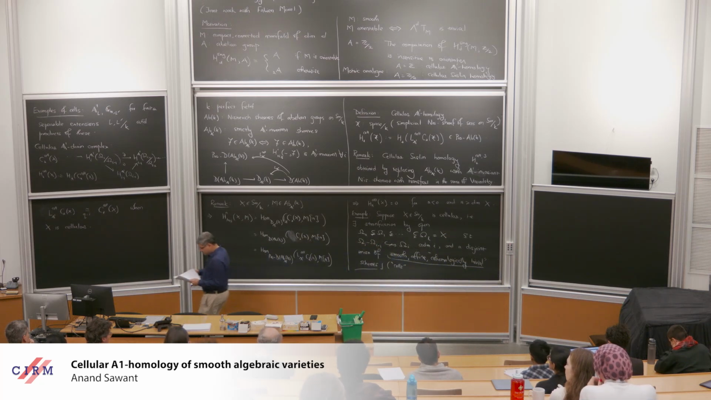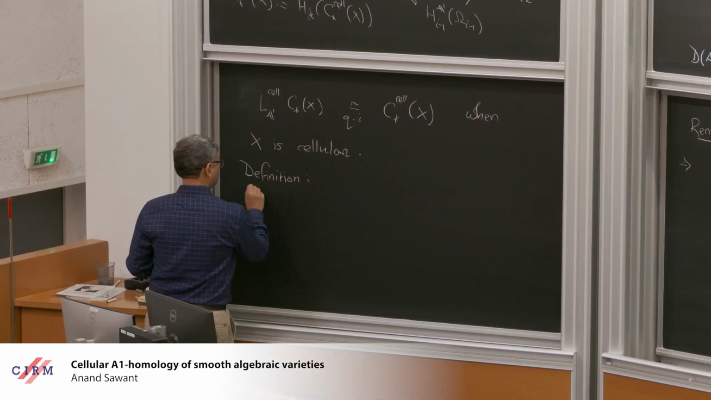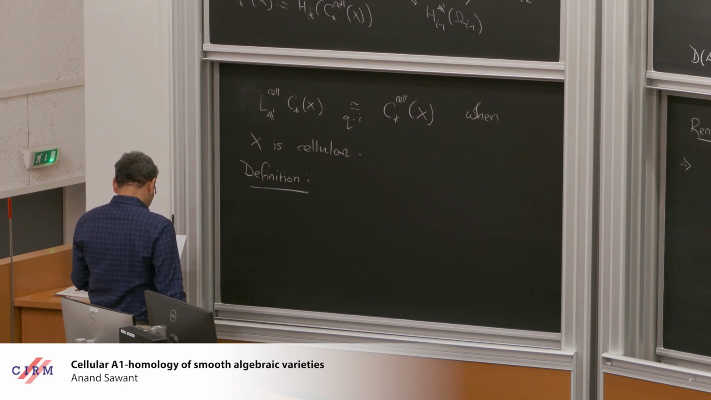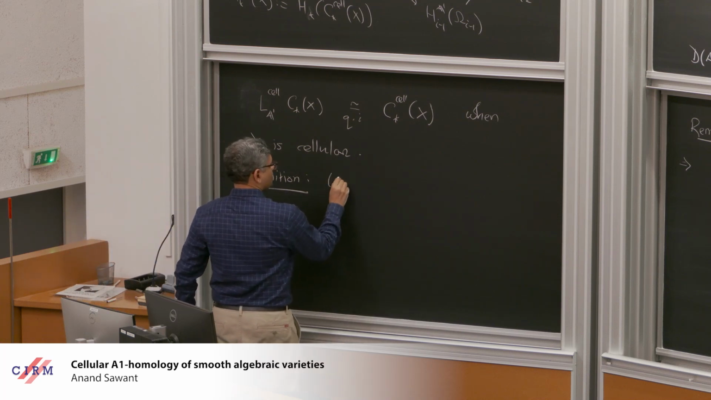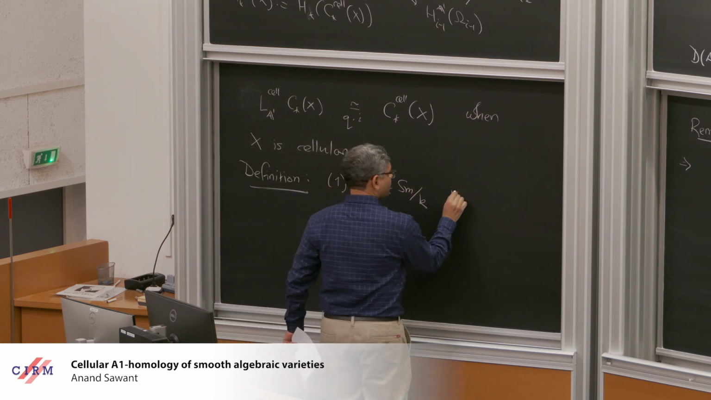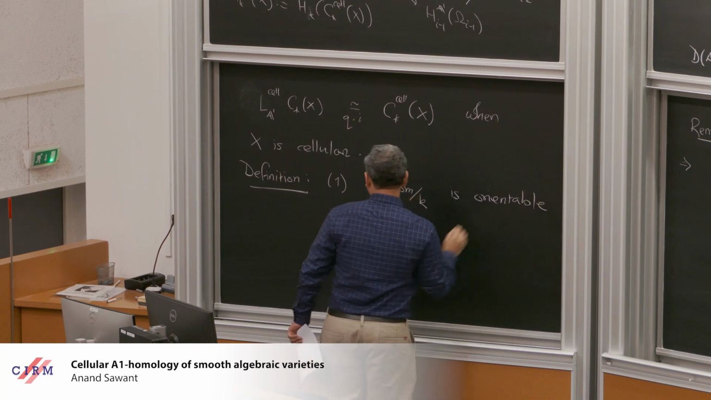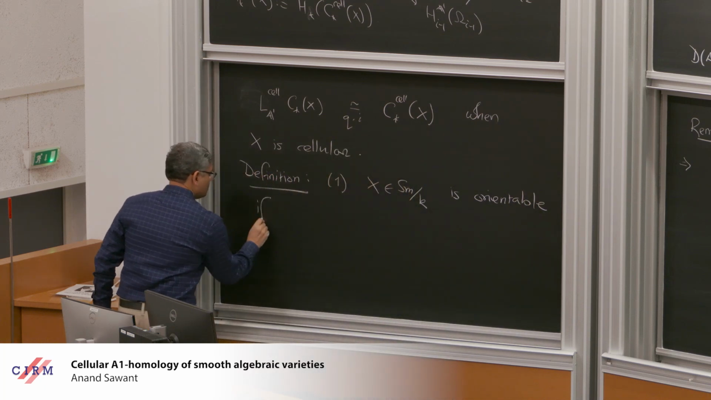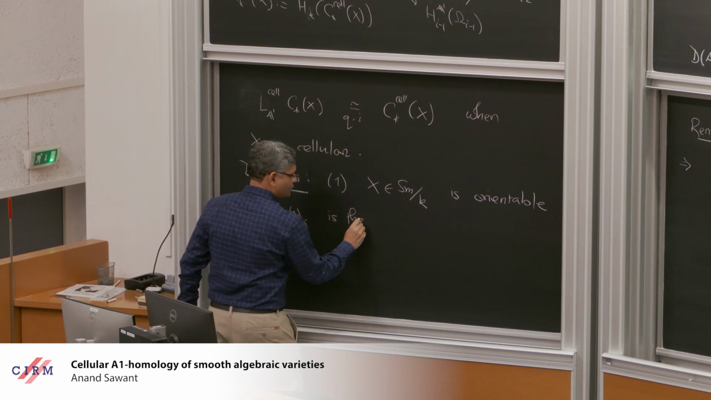Okay, so first let me talk about orientation. We say that X in smooth schemes over K is orientable if the canonical bundle of X is the square of a line bundle.